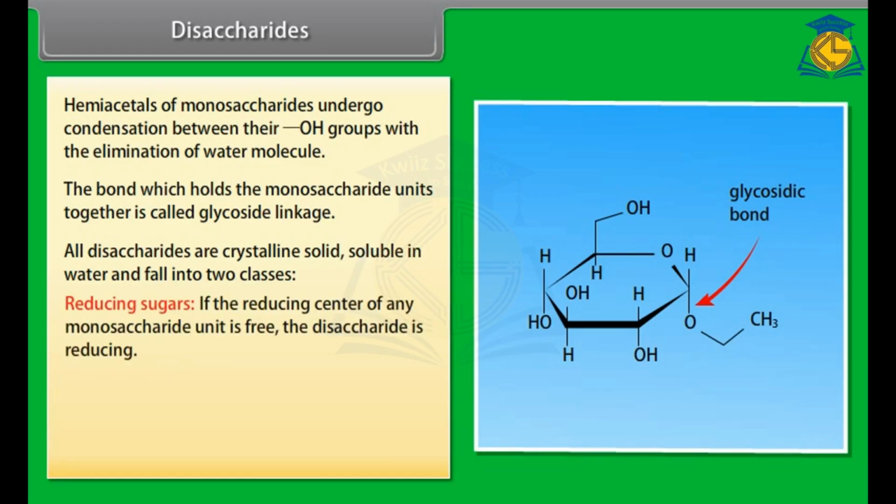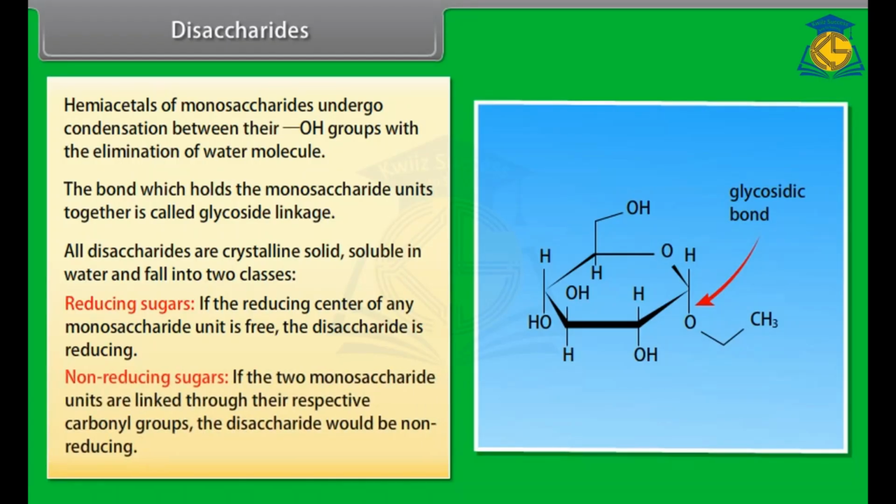Reducing sugars. If the reducing center of any monosaccharide unit is free, the disaccharide is reducing. And non-reducing sugars. If the two monosaccharide units are linked through their respective carbonyl groups, the disaccharide would be non-reducing. Sucrose.